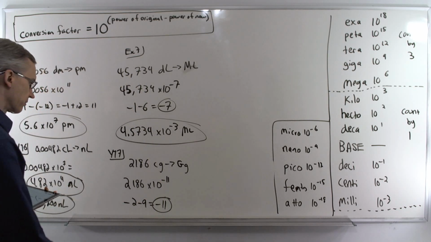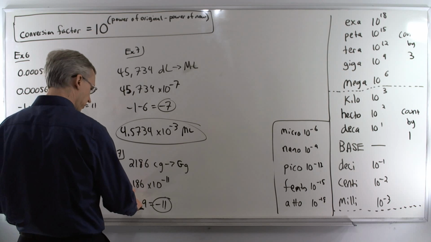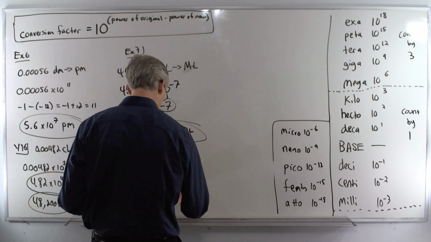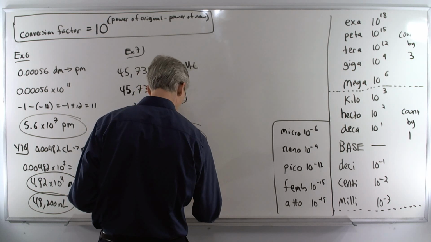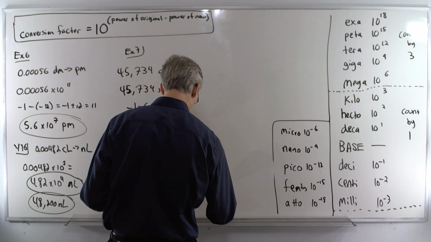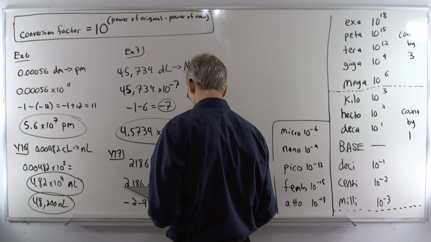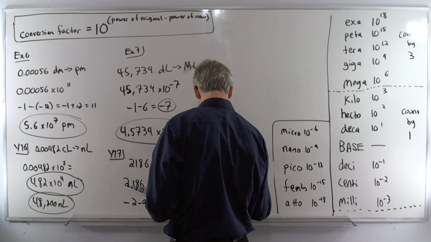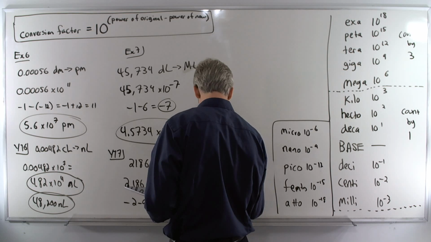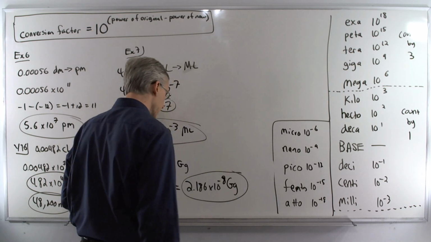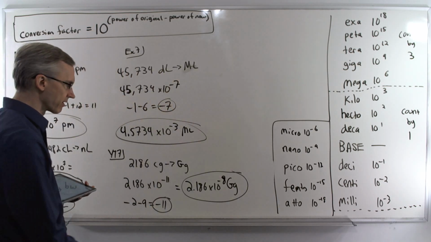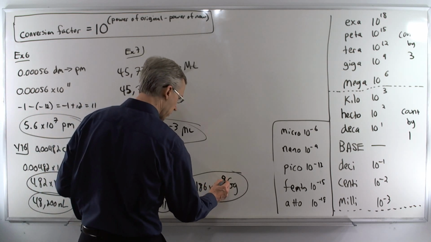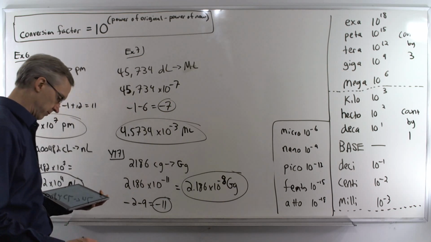All right, now multiplying this out. 2186 times 10 to the negative 11th. We get 2.186 times 10 to the negative 8th. Sorry if you can't read that, negative 8 gigagrams.